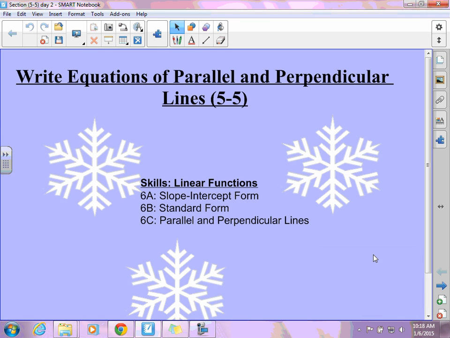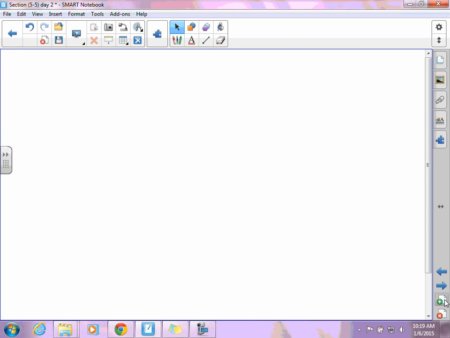We're going to look at section 5-5, but we're going to do perpendicular lines as opposed to parallel lines that we did yesterday. So if you did parallel lines, perpendicular is super, super easy. Not bad at all. Let's review a little bit about parallel lines. So I'm going to add a slide here.